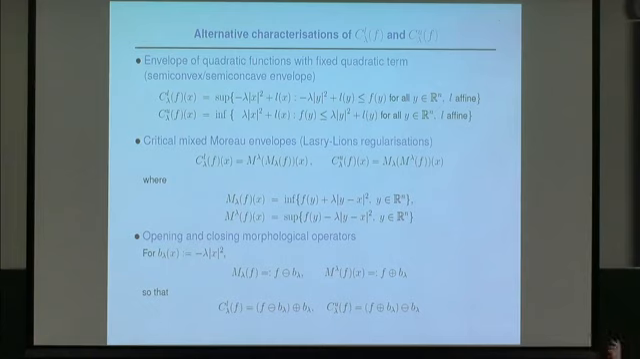But in fact, the original characterization that I gave on the first slide gives us the sort of way of thinking about them that we find most useful. Okay, so the first thing is to note that the upper and lower transforms are in fact the envelope of quadratic functions with a fixed quadratic term.